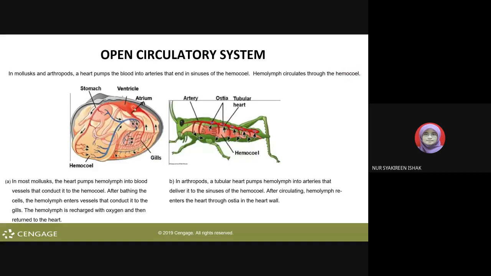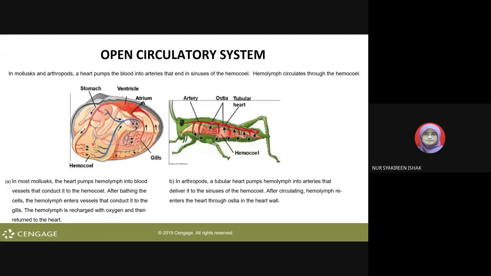Okay, so this is, for example, within this clam, okay, within this mollusk, they have the heart. So the heart, you have the atrium, you have the ventricle. So the ventricle pumps the blood into open end blood vessels. Okay, so open end blood vessels. So the blood will enter into body cavity, which is hemocoel, get mixed with the interstitial fluid. So within this region yang warna kuning ni, so you have the hemolymph, that is the mixture of blood and also interstitial fluid.